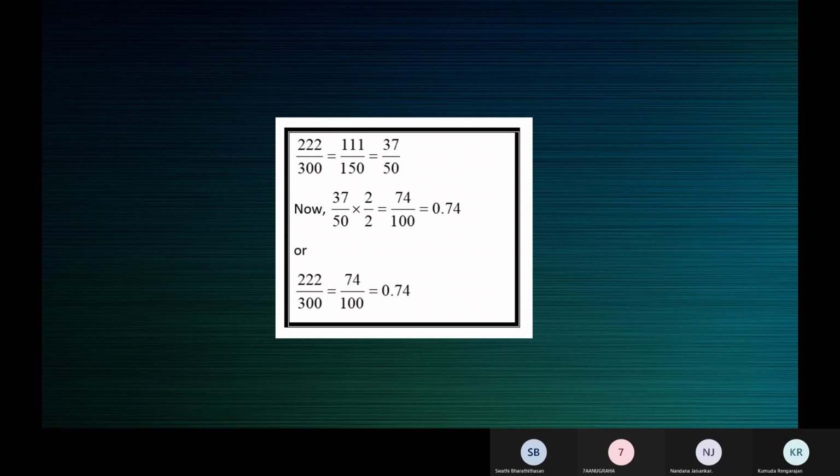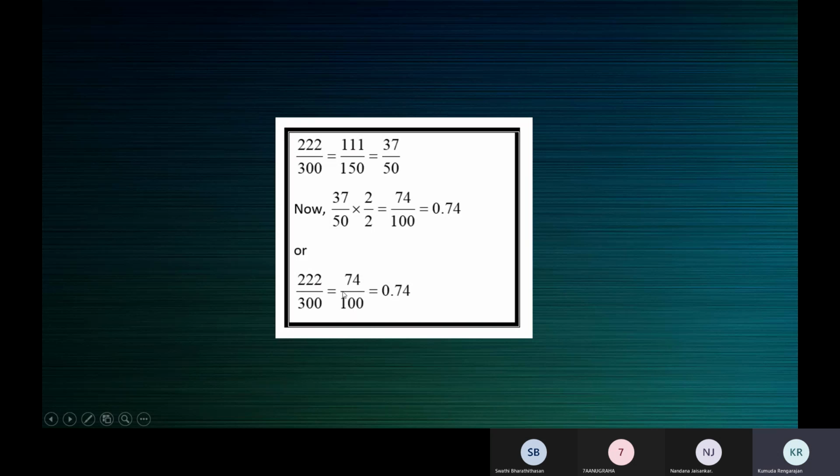And then we can also use another method in which 222 by 300 is directly divisible by 3, and we get the answer 74 by 100. This 74 by 100 already has a denominator of 100, so we can directly convert it into a decimal, which is 0.74, ma'am. Both methods give the same answer, so both are useful, ma'am. Very good, Swati. Thank you. Yes, ma'am.